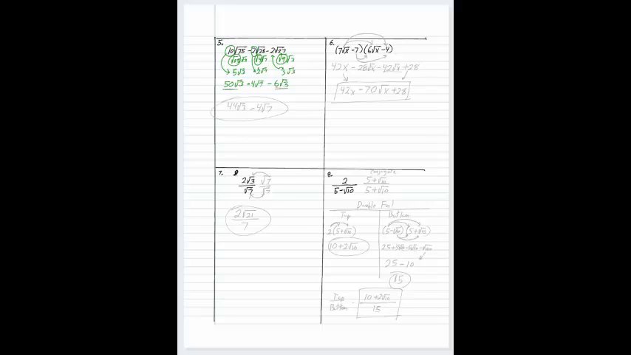Notice the first term and the last term. They both have square root 3 attached. So now we are allowed to add and subtract. 50 minus 6 is 44 square root 3, and then minus 4 square root 7. That's our answer.